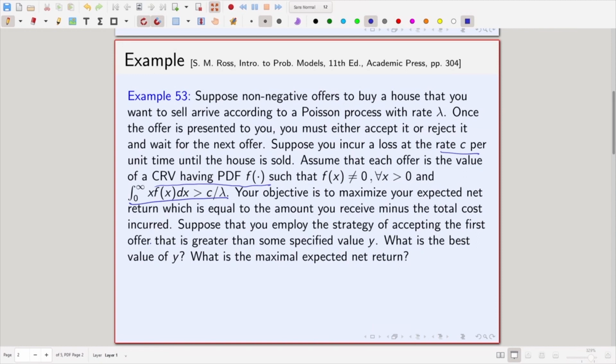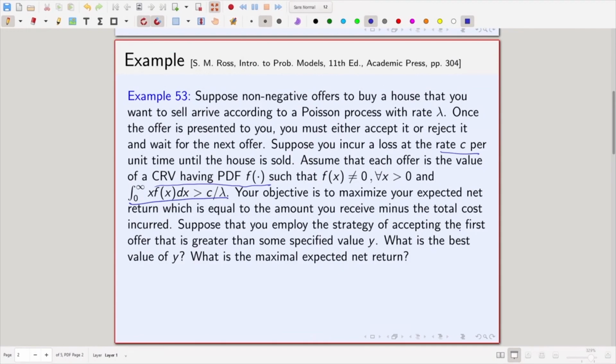Now, suppose that you employ the strategy of accepting the first offer that is greater than some specified value y. What is the strategy? You fix a value y, and you wait for the first offer which is greater than or equal to y. If an offer less than that comes, you will not sell. The first time an offer of size greater than or equal to y comes, you accept the offer and sell the house. That is your strategy.